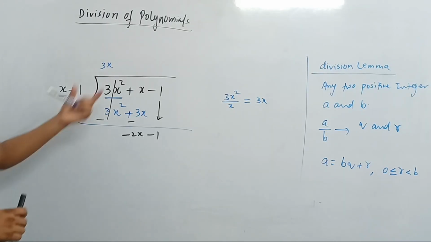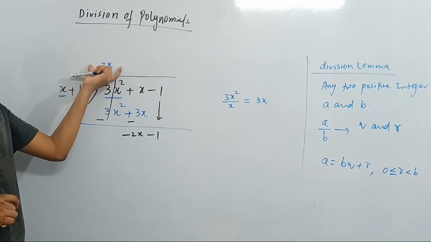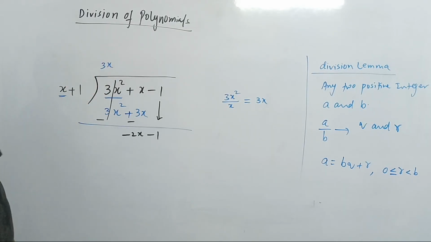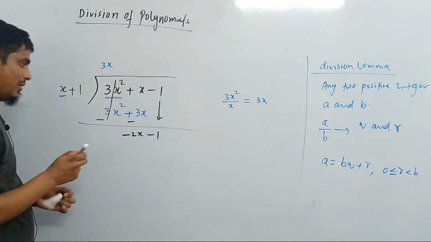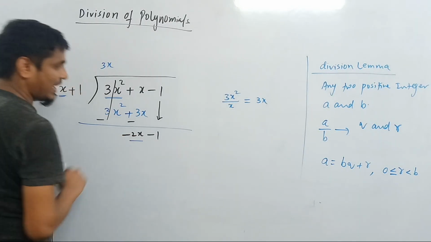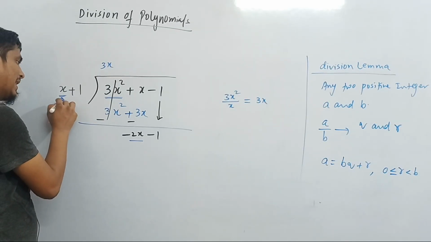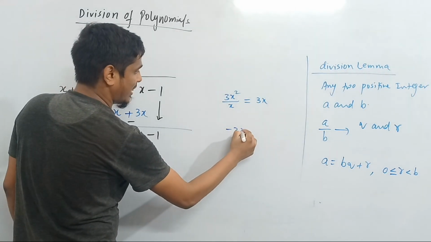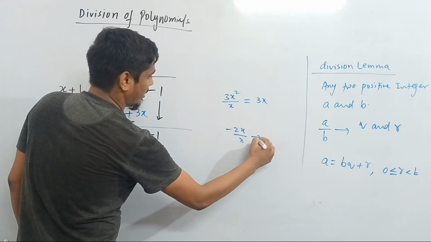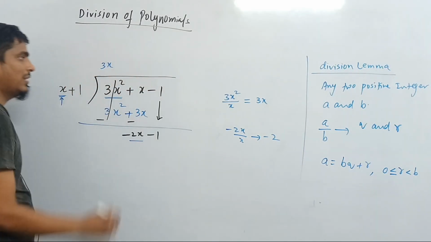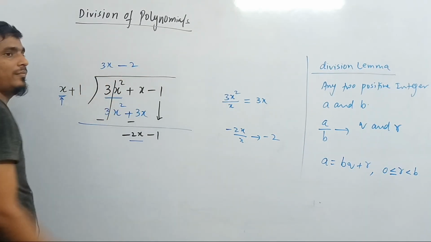So likewise we got the first term of the quotient. In order to look for the second term, again we need to follow the same process. What is the first term here? -2x. What is the first term? x. So divide this -2x by x. That is going to give us -2. Means we need to write -2 over here.